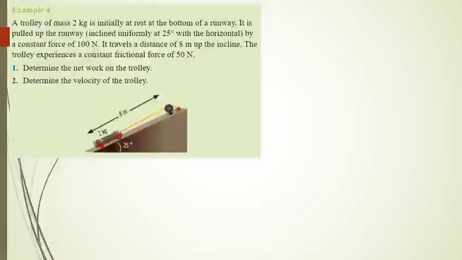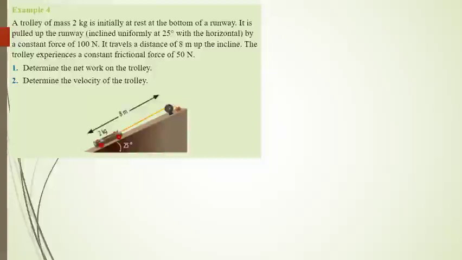Example 4. A trolley with a mass of 2 kilograms is initially at rest at the bottom of a runway. It is pulled up the runway, which is inclined uniformly at 25 degrees with the horizontal, by a constant force of 100 newtons. It travels a distance of 8 meters up the incline, and the trolley experiences a constant frictional force of 50 newtons. Determine the net work on the trolley.